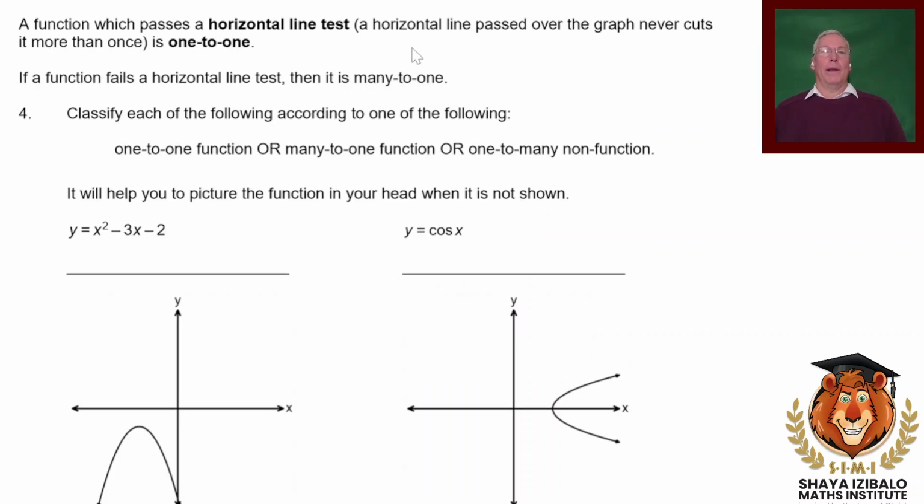So this first one, you may be unsure, but if we picture this as a graph in our heads, this is a parabola. It is a function, but it fails the horizontal line test. It passes the vertical line test, so it's a function. This is a many-to-one function.